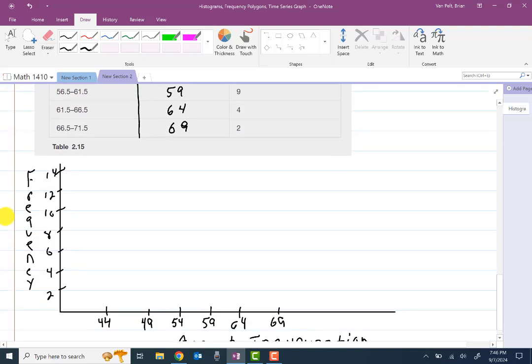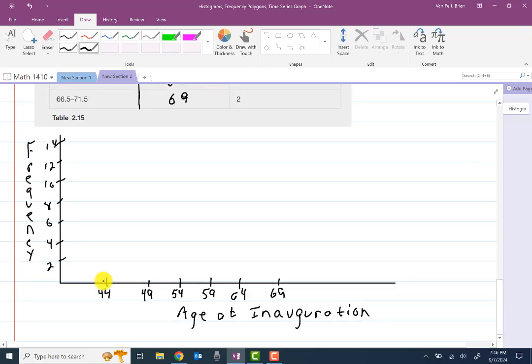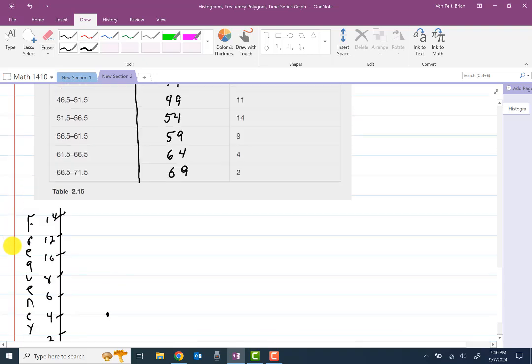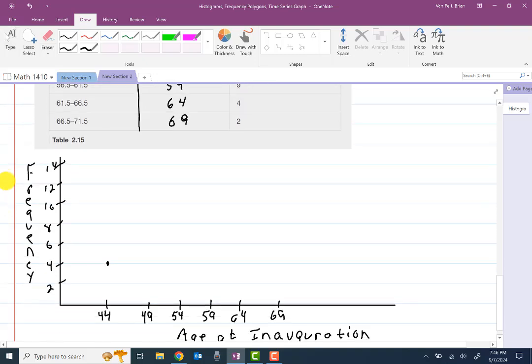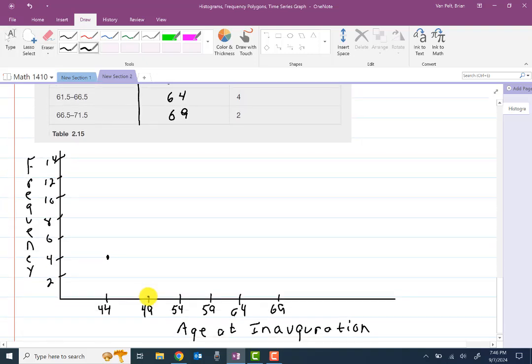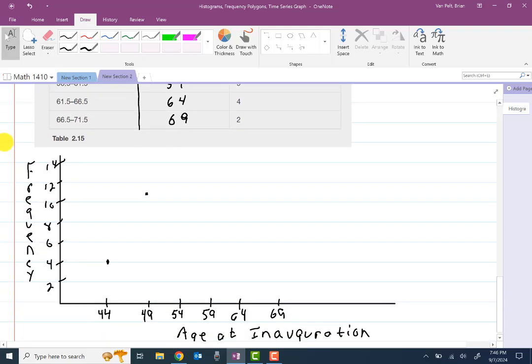And then what you do at that point is I look at 44. I'm going to pretend 44 had a frequency of 4. So right above 44, I'm going to put a dot. Same thing above 49, I'm going to put a dot at 11. 54 has a frequency of 14, so I'm going to put a dot all the way at the top.